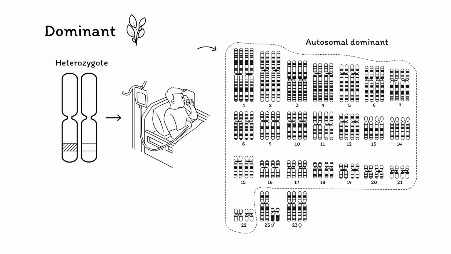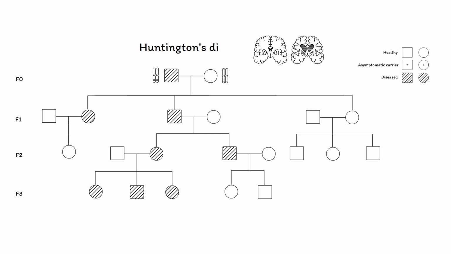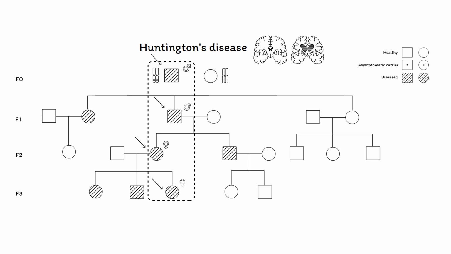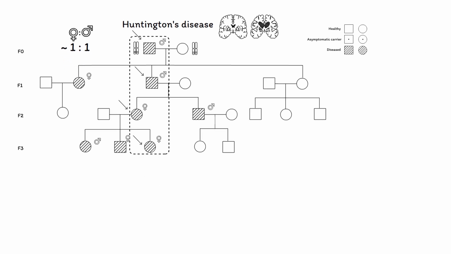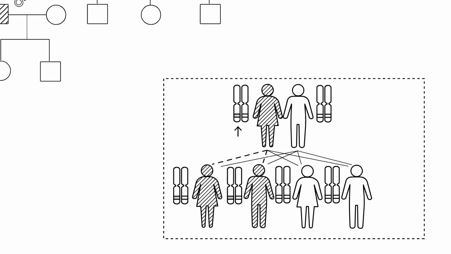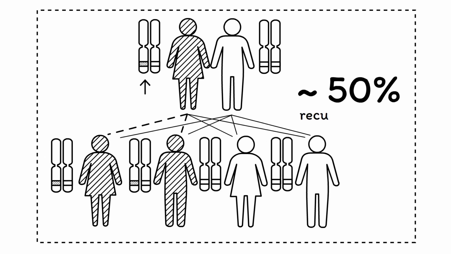Looking at a family tree of an autosomal dominant disorder, for example, Huntington's disease, we observe the following characteristics. The disorder is present in all generations, as an affected individual has at least one affected parent. There is thus a vertical pattern visible. Furthermore, males and females are equally affected, and since one allele causes disease, the chance is about 50% that the disorder is passed on from the affected parent.